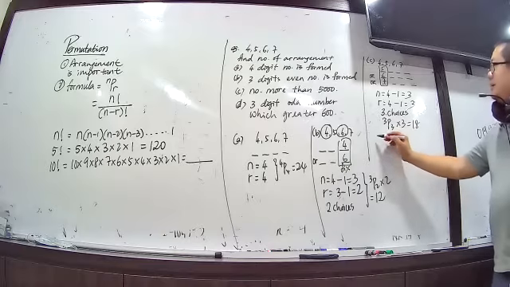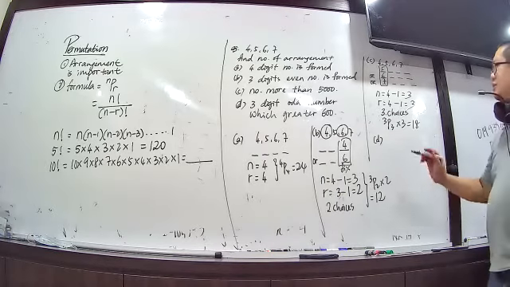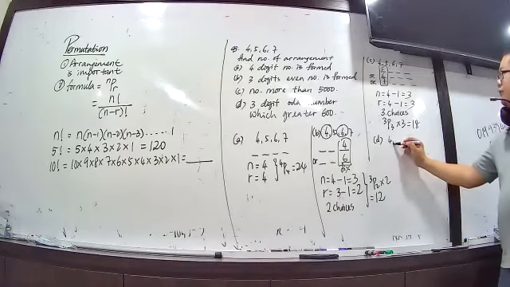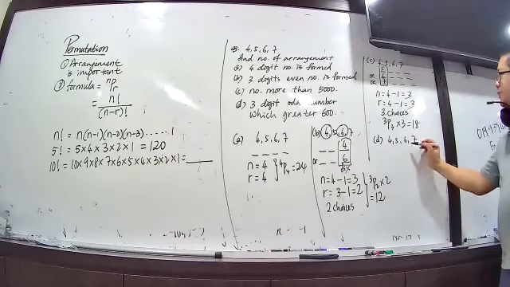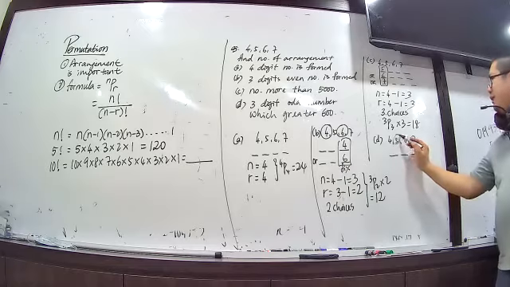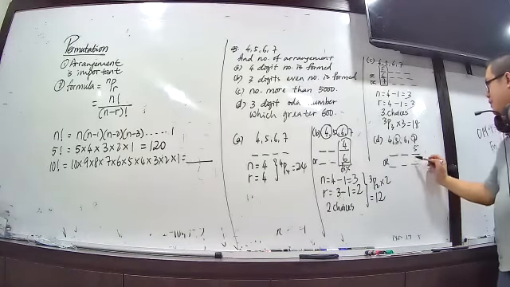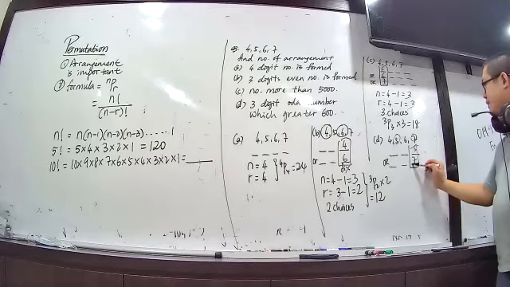Okay, and then D, 3-digit odd number. So I have 4, 5, 6, 7. 3-digit odd number. So the odd number is either 5 or 7. Either 5 or 7. So this one I call a fixed value.